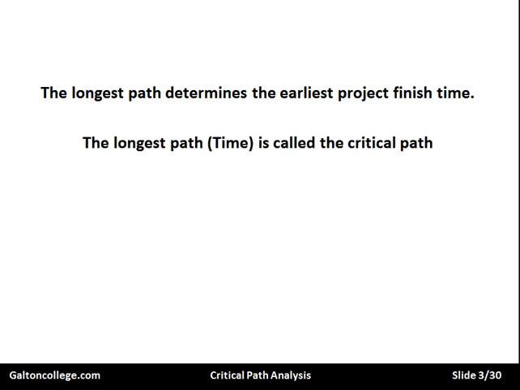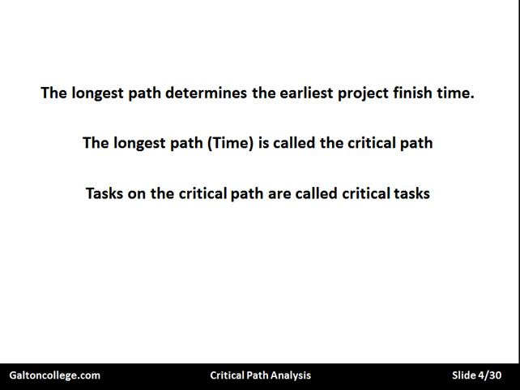Now, the longest path time is called the critical path. It's critical because there's no slippage possible. It's the longest time that's possible to be allocated for the completion of the task or completion of the job. So there is no slippage. It must be completed within that time frame. And we'll see how this works when we have a diagram shortly.